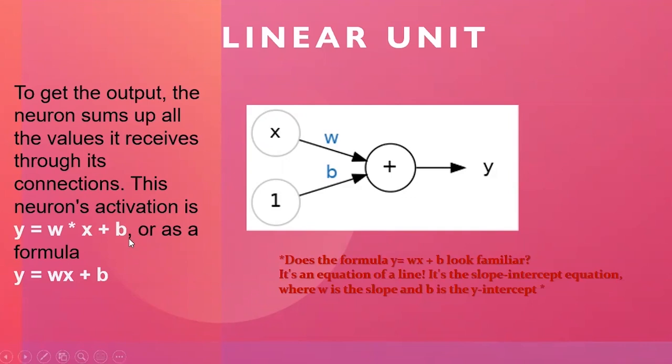X is the input from the previous neuron, and then this particular neuron will multiply that input with the weight and add the bias and then produce an output. Does this equation look familiar to you? It's an equation of a line, the slope-intercept equation where W is the slope and B is the y-intercept.